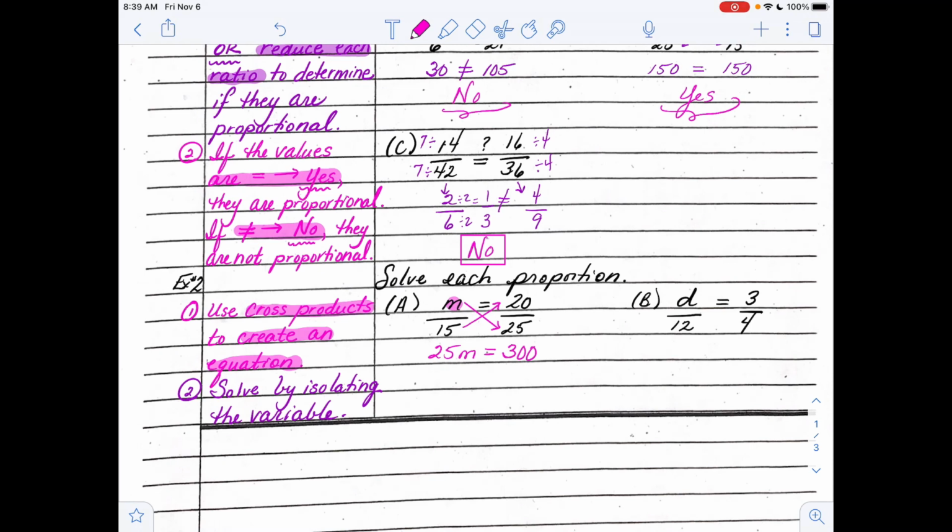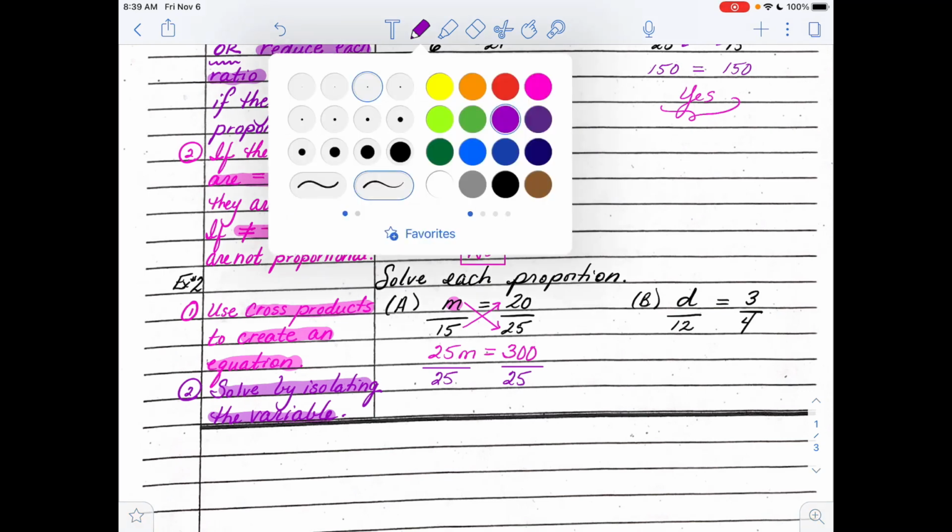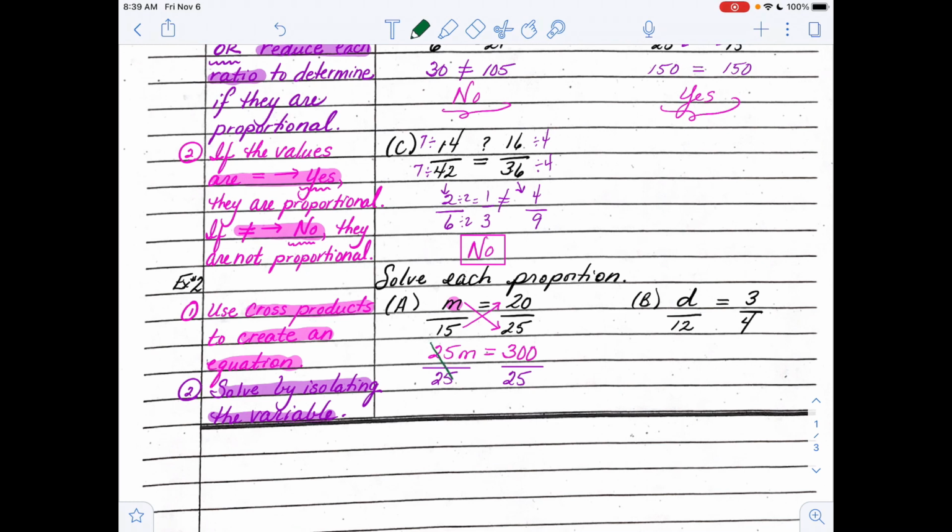So my job is to isolate that variable. And that's exactly what step 2 says: solve by isolating the variable. So I need to get the M by itself, which means I need to get rid of that 25. Isolate the variable by doing the inverse operation. The opposite of multiplying is dividing. Since it's an equation, I have to keep it equal, which means if I divide the left by 25, I have to divide the right by 25. When I do that, it creates that giant 1 that we want when we're multiplying or dividing.